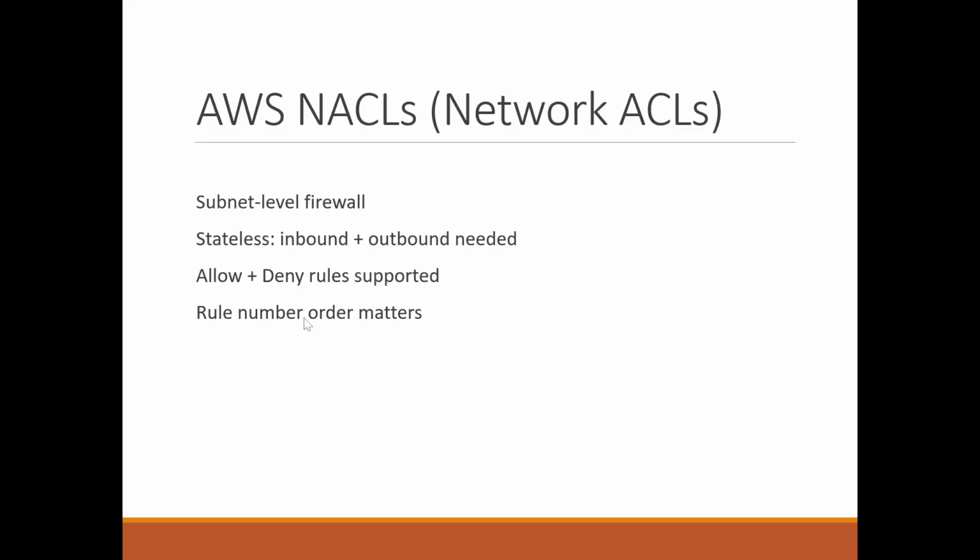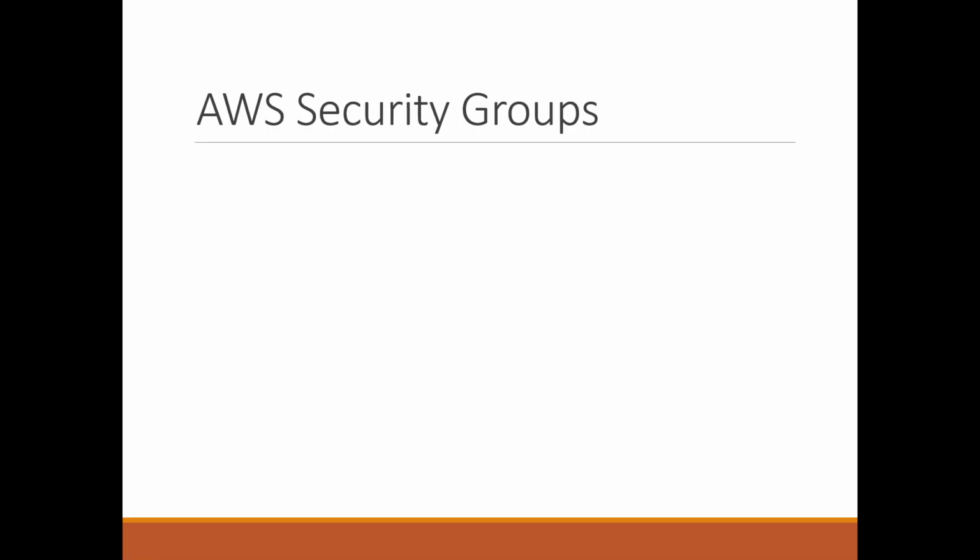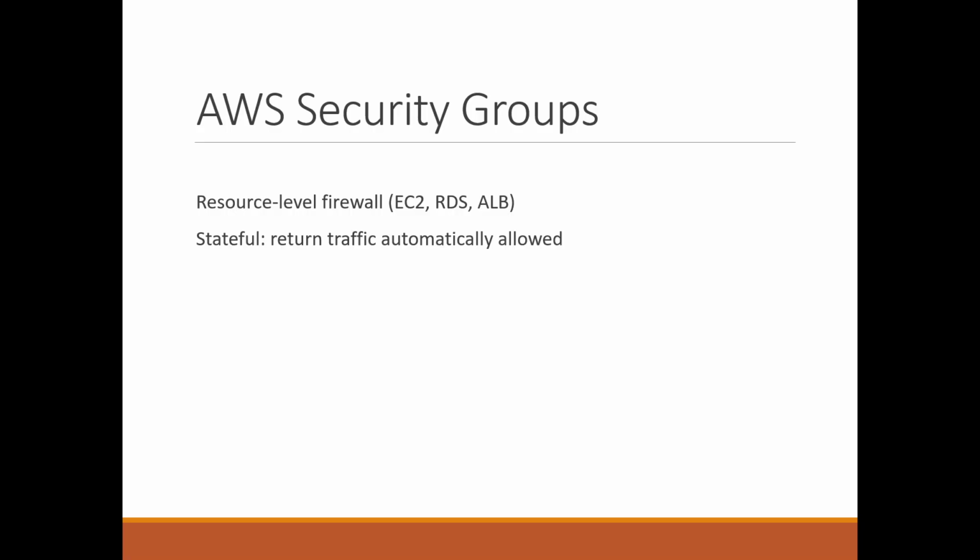Next, we'll see security groups. As we discussed in the beginning, security groups work at resource level. Keep this point in mind: it's a resource-level firewall, covering resources like EC2, RDS, and elastic load balancer. It is stateful, so return traffic is automatically allowed. We don't have to write the return traffic, and only one side needs a rule. Anything not allowed is blocked.